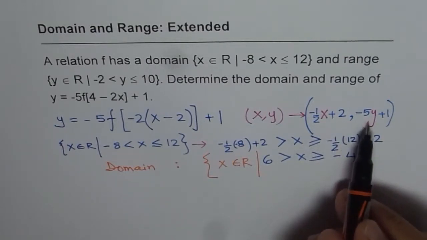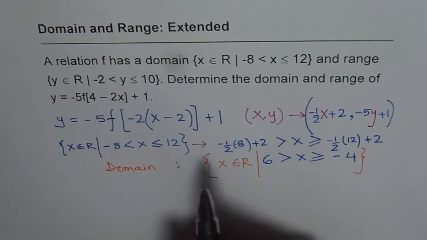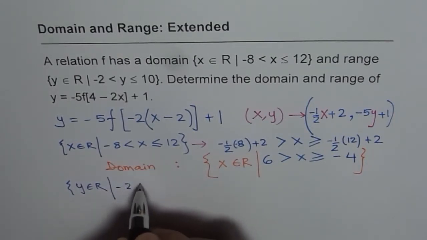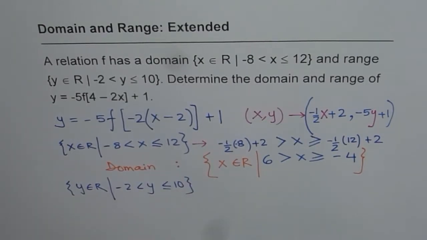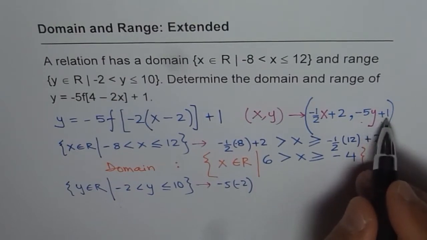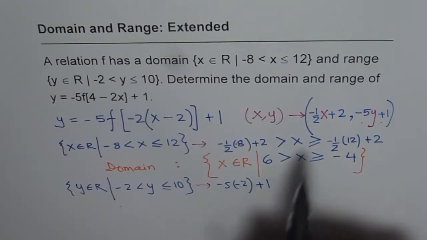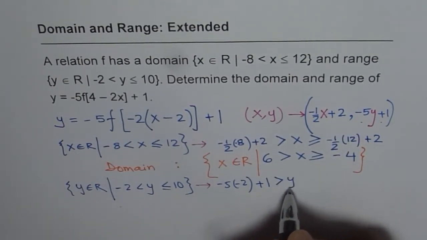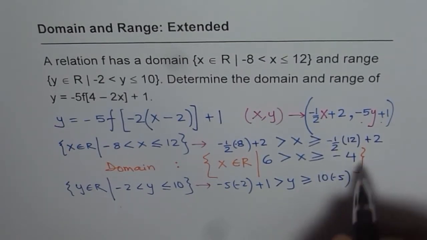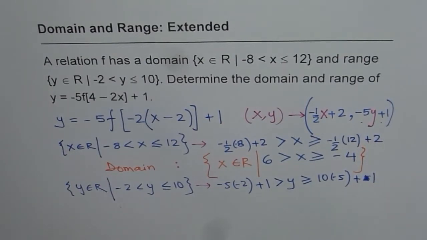Now let's apply the same transformation and figure out the range. I hope you're finding it interesting. So the range is y belongs to real numbers, where y is from -2 to 10, including 10. If you apply the transformation, you have to multiply by -5. So we multiply the y value, -5 times -2, and then add 1. That is the first point. Since we are multiplying by a negative number, the sign changes. So it becomes greater than y, and that sign also changes, greater than or equal to 10 times -5, plus 1. So that is the new range.